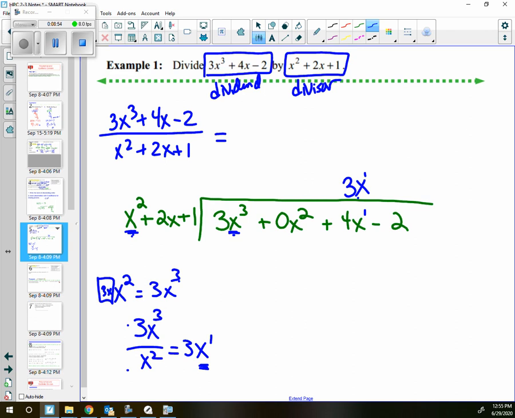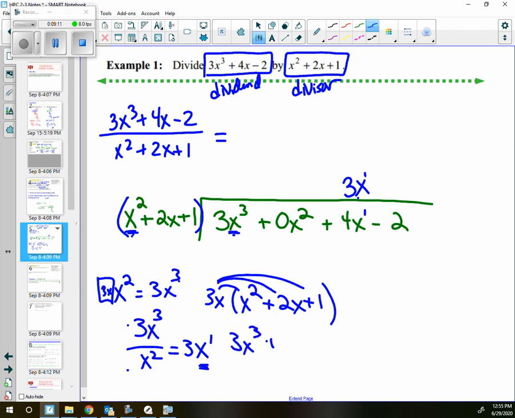So that's what I'm going to multiply by. Now I'm going to multiply this 3x term by this entire polynomial. So I'm going to multiply the 3x times the x squared, the 2x, and the 1. Now I'm going to show my scratch work here. So 3x cubed plus 6x squared plus 3x. I'm just multiplying the 3x, just like you did in our regular long division.